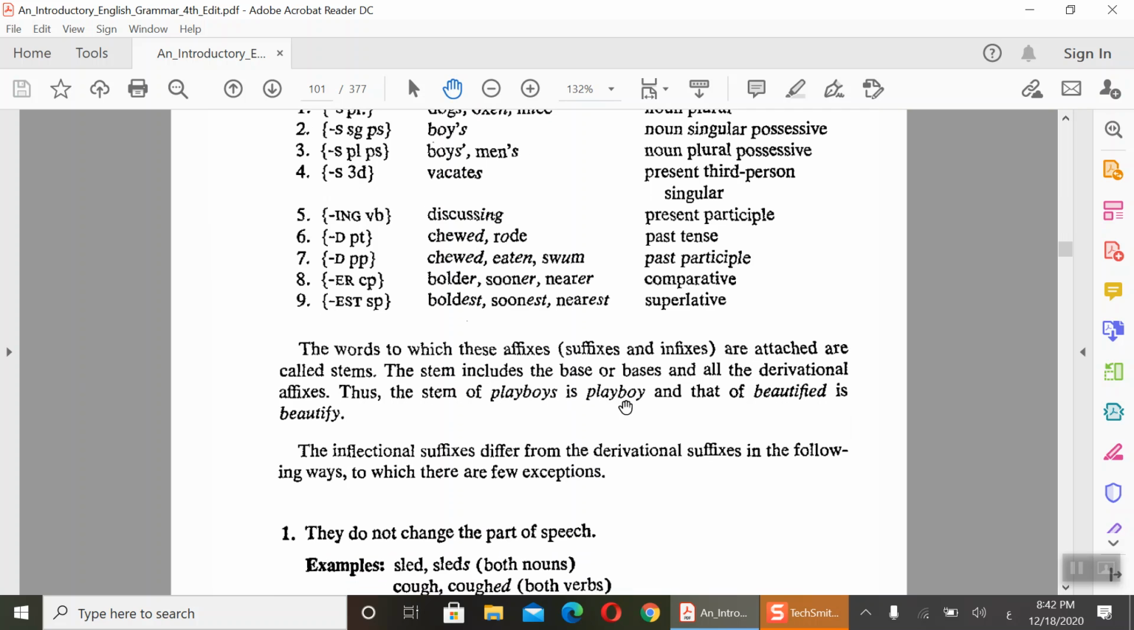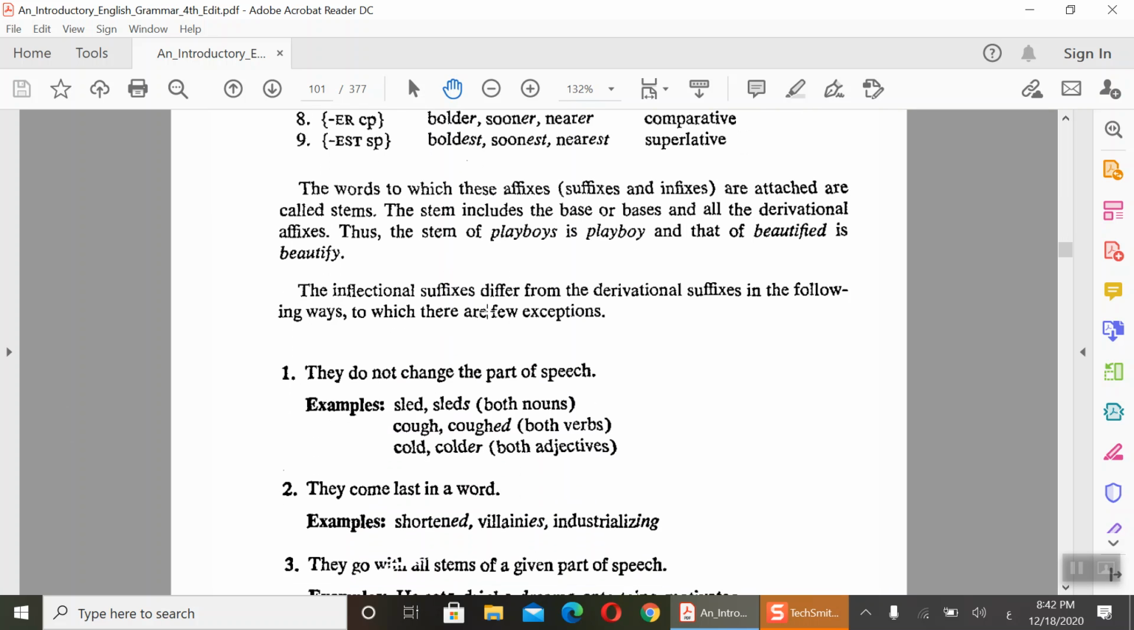The stem includes the base or bases and all derivational affixes. Thus the stem of playboys is playboy, and that of beautified is beautify.